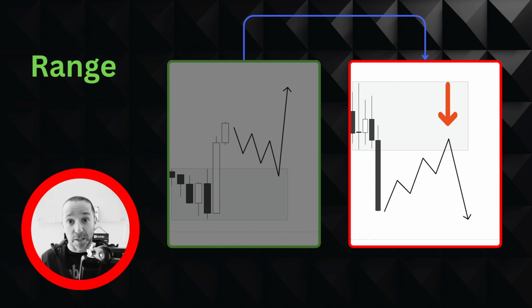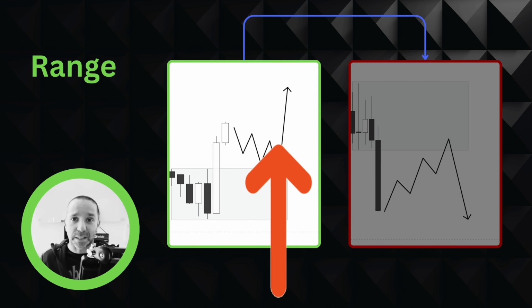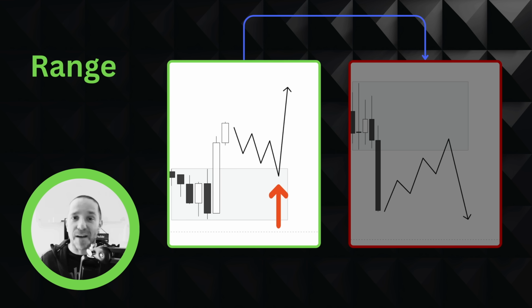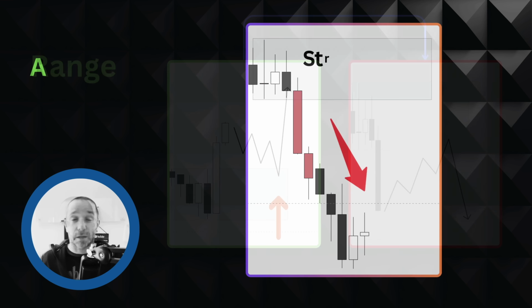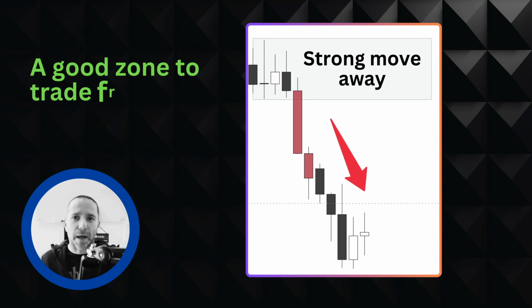And we're going to see price dropping out of that zone, leaving us an area of supply, or we're going to see that rally out, leaving us that area of demand. Now, we want to see a strong close out of that range. That's going to identify to us it's a good area of supply or demand to trade from.